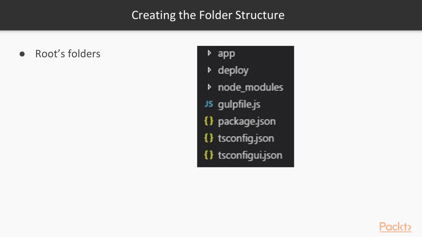Any project needs a base folder structure to hold logically every part of the system. For us, at the root of our project, we will create 3 folders. The first one is the app folder, where all TypeScripts, images, style sheets will be located. The second folder is the deploy folder, where compiled files like JavaScript files will be located. The third one is the default folder for NPM and will contain all node modules. At the root, the gulp configuration file is present, as we saw in the previous video, as well as the NPM packages configuration file and TypeScript's configuration file.